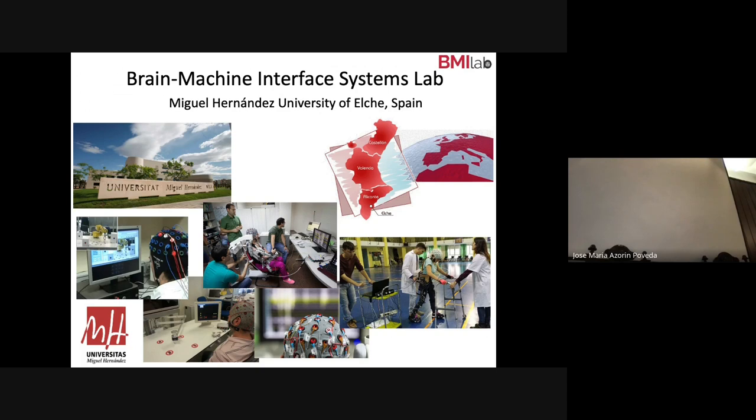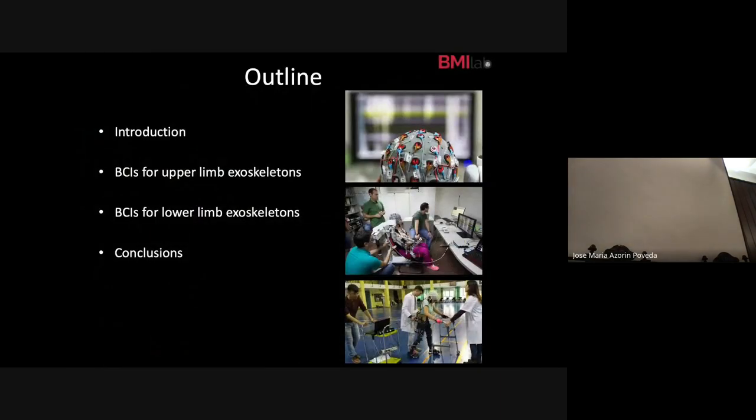Why? Because exoskeletons are robots, but they can be used for helping people to walk or to move their legs. So what we're going to do today is to talk about the projects that we have developed, where we are trying to help people to walk or to move their legs by using brain-computer interfaces. So my outline is going to be this. I want to talk very briefly about brain-machine interfaces, why we think that they are useful for combining with exoskeletons. And then I will explain several examples of using BCIs for commanding upper limb and lower limb exoskeletons.